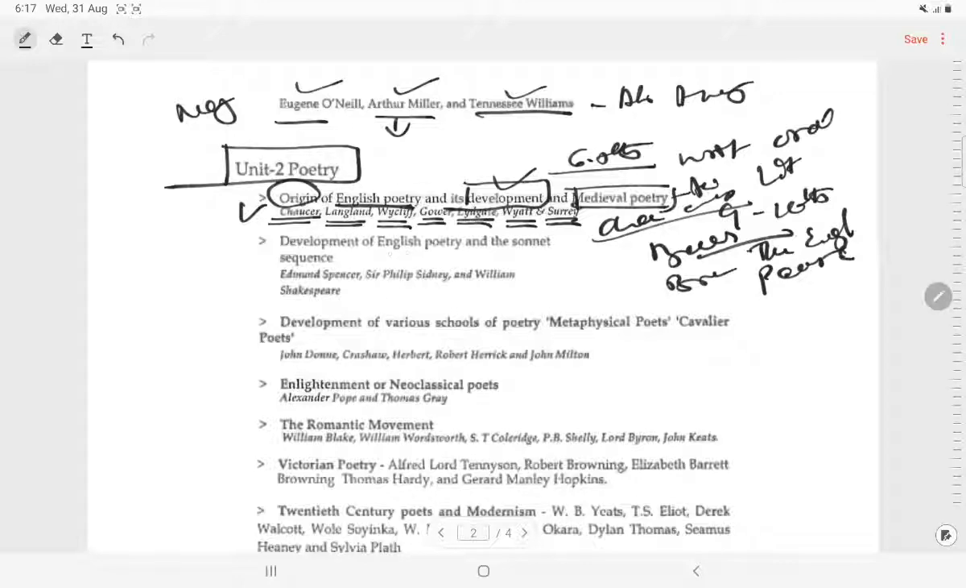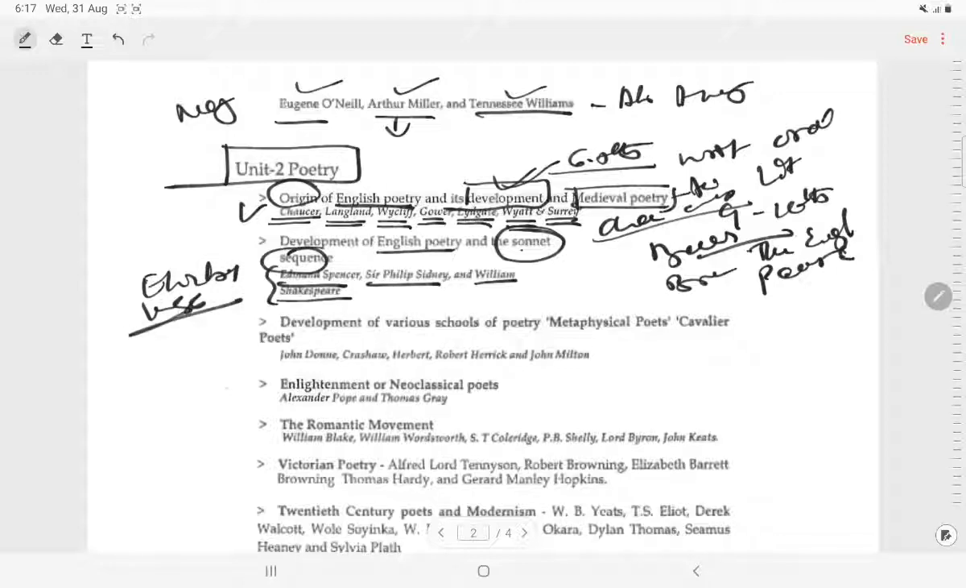Now coming to the development of English poetry and the sonnet sequence. So already we have come to know the development of English poetry. Now we directly need to concentrate on sonnet and sonnet sequence. A sonnet is a poem of 14 lines, and a sonnet sequence means a connection of these poems, a continuity of these poems, like Shakespeare's sonnets and Sidney's Astrophel and Stella. Next, the very important poets under the sonnet sequence are Edmund Spenser, Philip Sidney, and William Shakespeare. These 3 poets belong to the Elizabethan age. We will discuss these poets in detail in the coming videos.